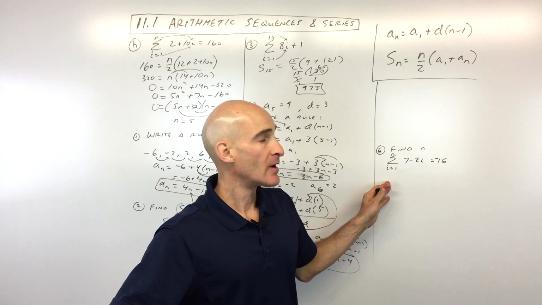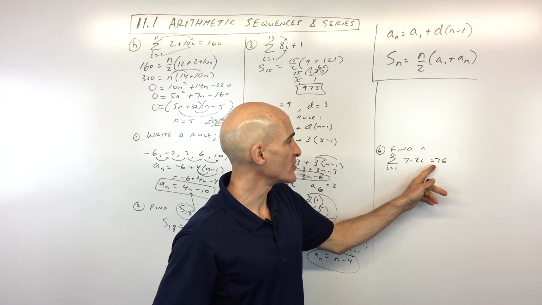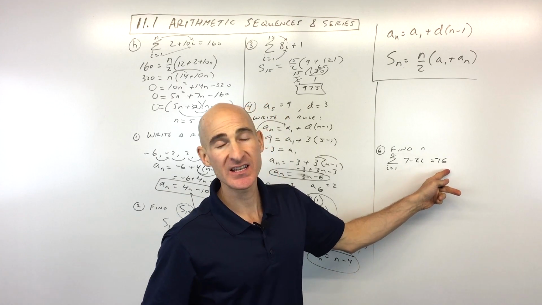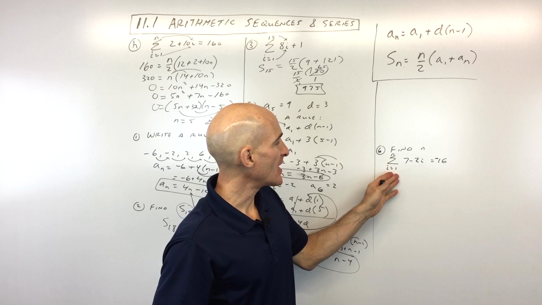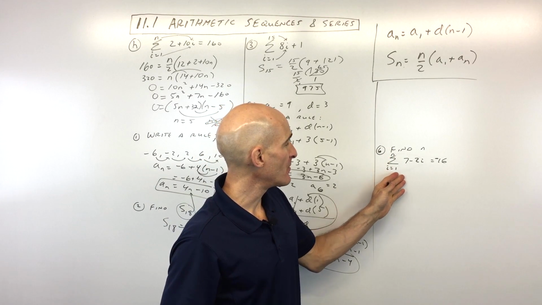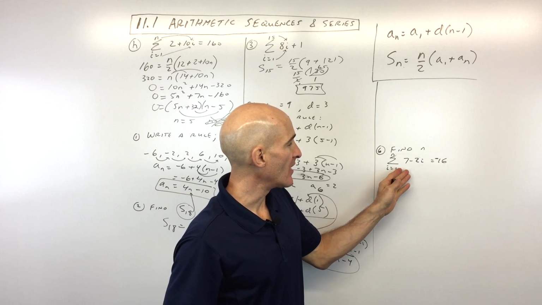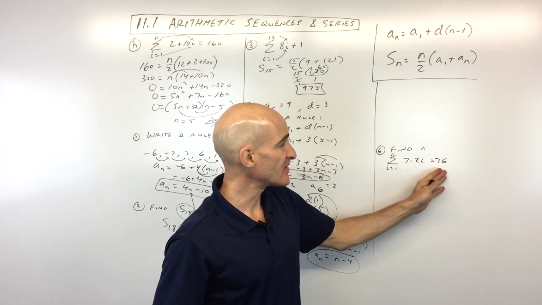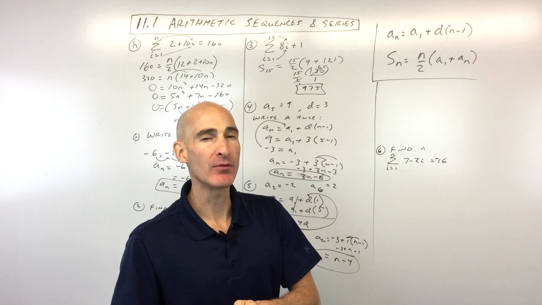Okay, this last problem, number 6 here, I made a mistake when I first wrote it down. It's actually equal to negative 16. So what we're trying to do is we're trying to find this missing value n. This is the sum of the first n terms of this arithmetic series, and it equals negative 16. So how would you do that problem?